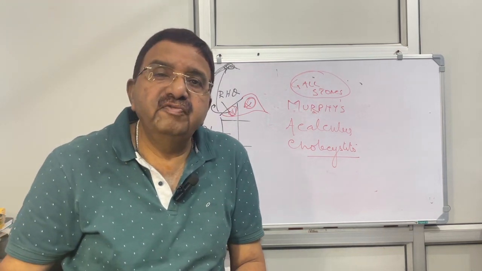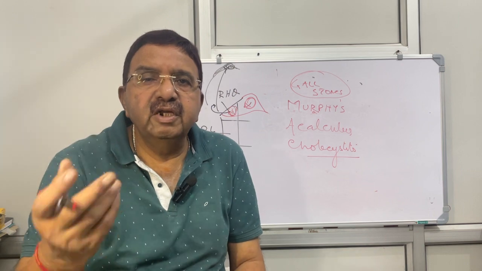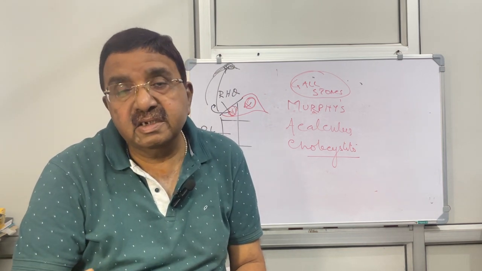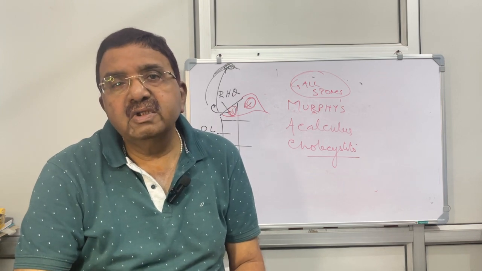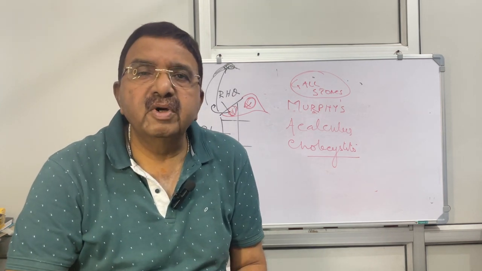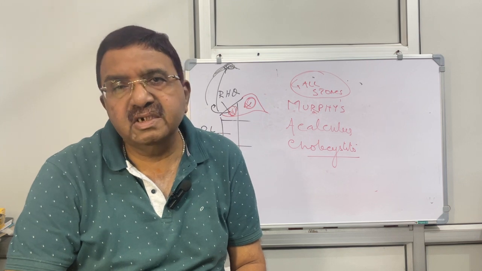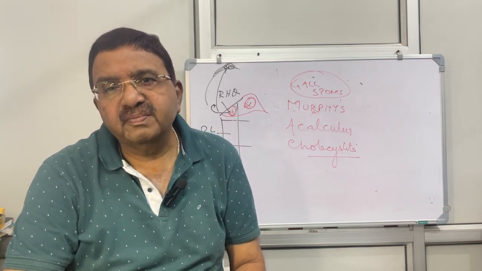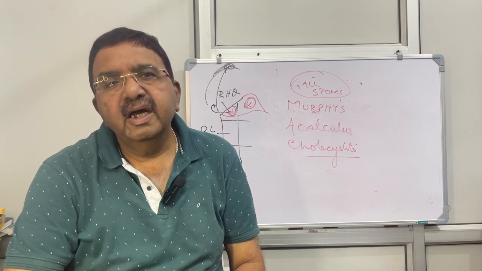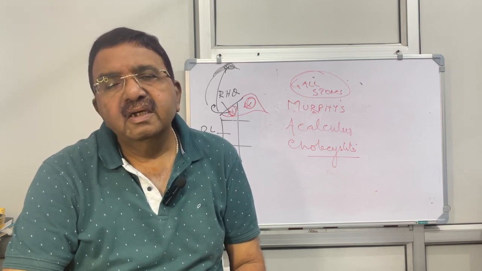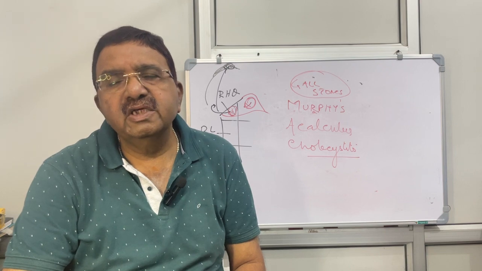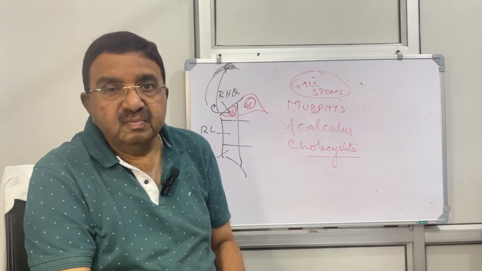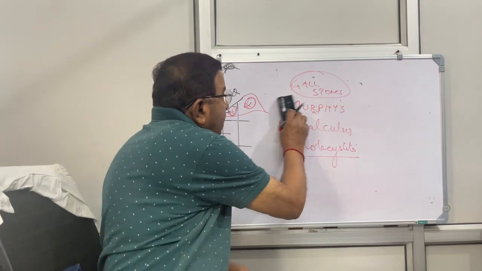Then what is the differential diagnosis of biliary colic? This type of pain may be seen in other conditions as well. Write down the differential diagnosis. Number one, most important, is acute myocardial infarction. Number two, acute pancreatitis. Number three, acute gastritis. And number four, gastroesophageal reflux disease, that is GERD.